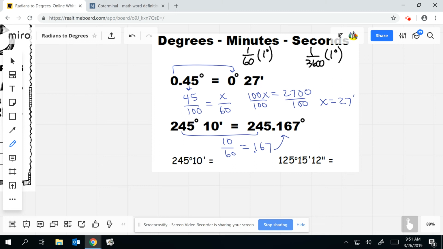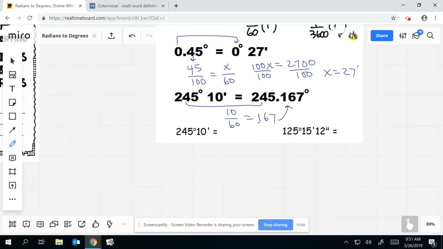If they want the decimal to become minutes, then you have to set up your little proportion and solve it. Okay, so let's try this last one. The one we just did was already up there: 245.167. Let's try this one though. You're going to take 15 and divide it by 60. You're going to take 12 and divide it by 3,600 because those are seconds. There's 3,600 of those seconds inside of a degree.